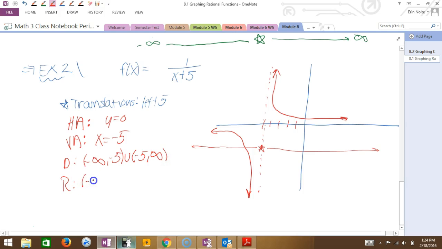Range is just going to be starting down here, going up. Can't cross that. And going up. So negative infinity to 0 and 0 to infinity.